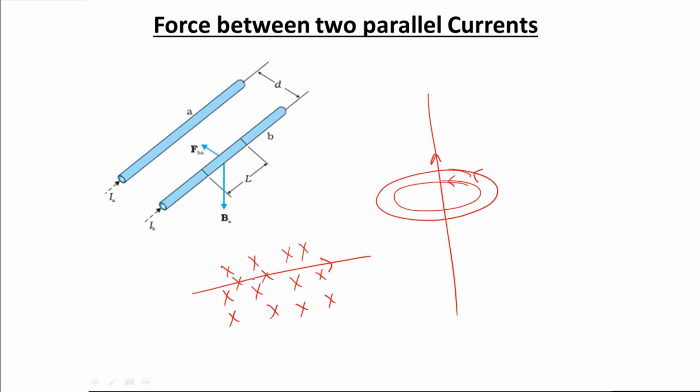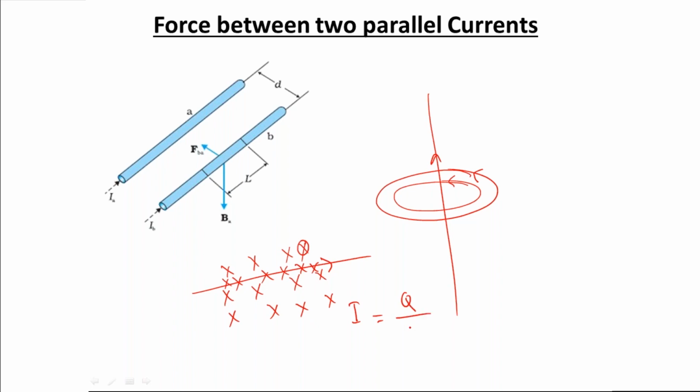Suppose this is another wire which is passing through a region where there is magnetic field. And this cross actually tells you that the magnetic field is into the plane of the paper. And suppose the wire is just in the horizontal plane. Then this current carrying wire will experience a force due to this magnetic field.